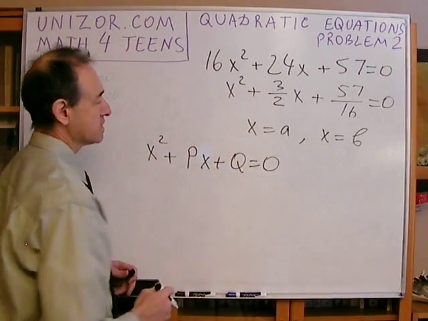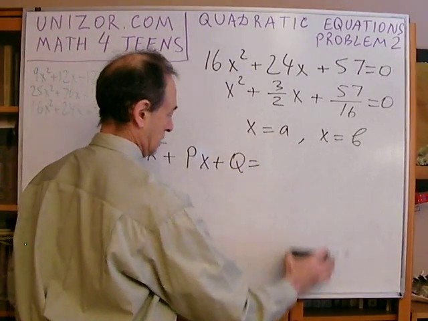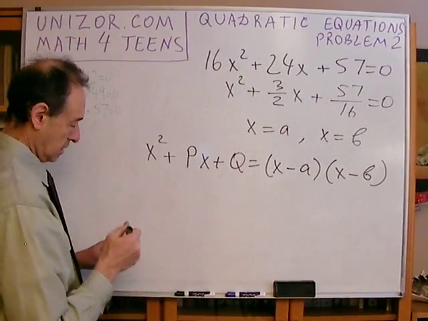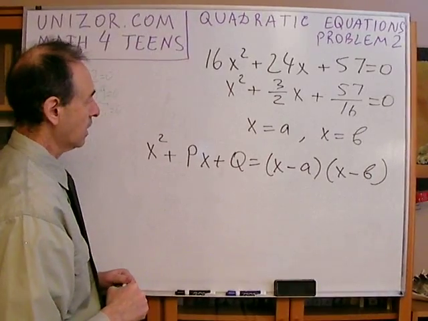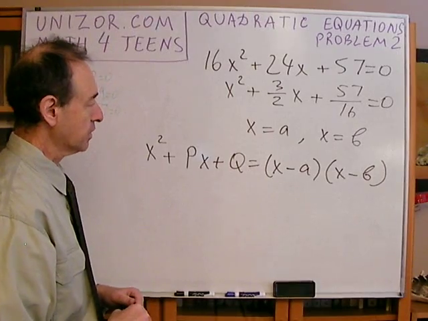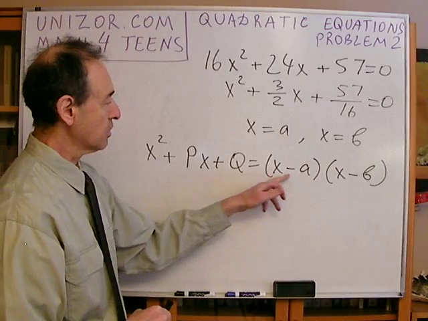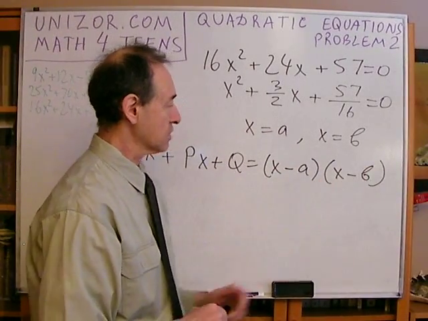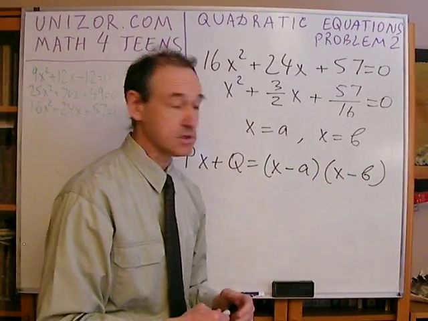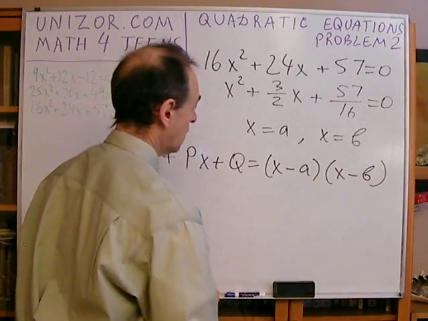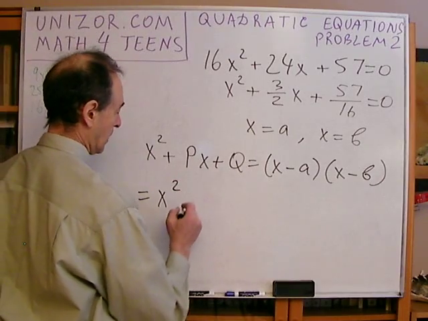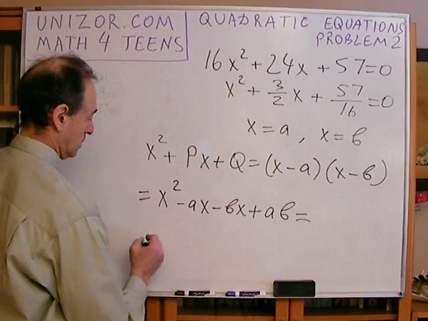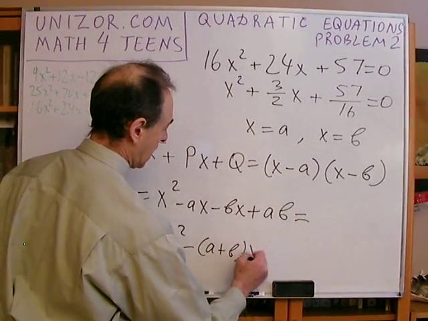So if these are two solutions of this equation, it means that this quadratic polynomial is equal to the product of these two linear expressions. Only this will give you x equals a as a solution to the equation when the whole thing is equal to zero, or x is equal to b will give you this. So if the product is equal to zero, it means one of these is equal to zero, or vice versa. But now, let's open the parentheses here, and what do we see? This is equal to x squared minus ax minus bx plus ab, or x squared minus (a plus b)x plus ab.